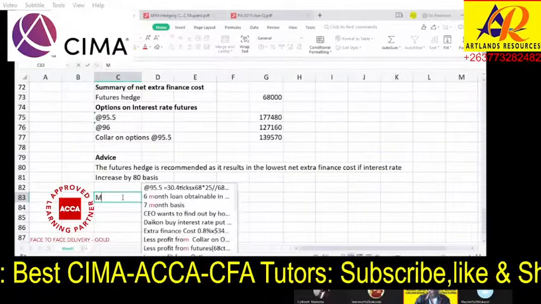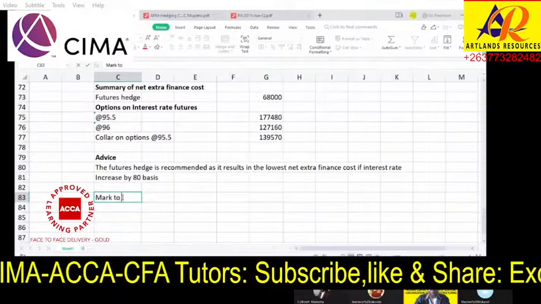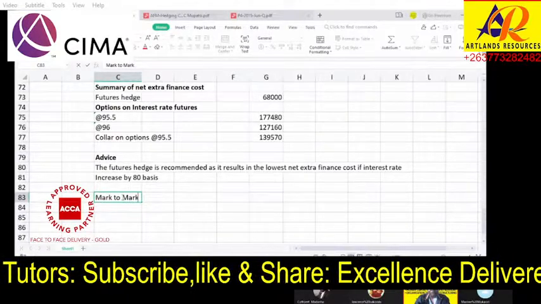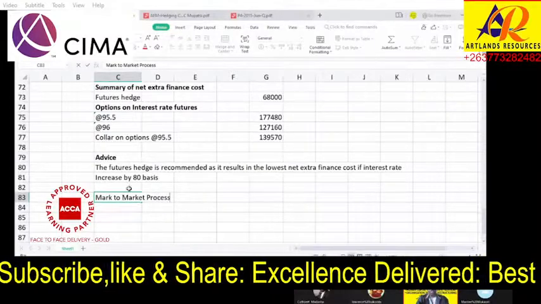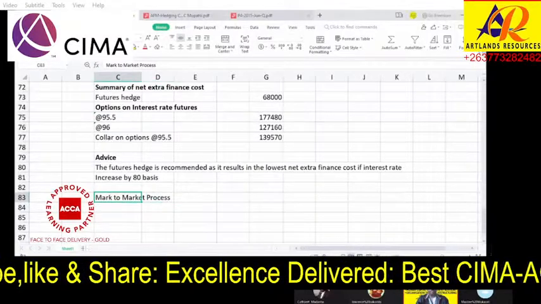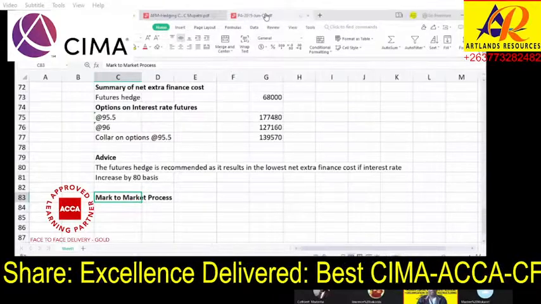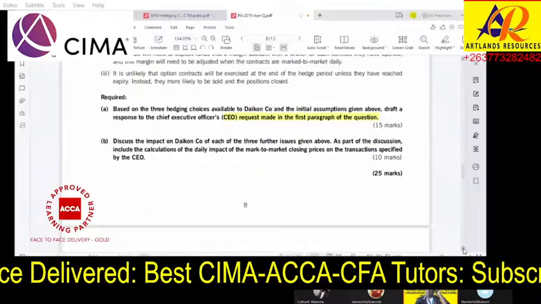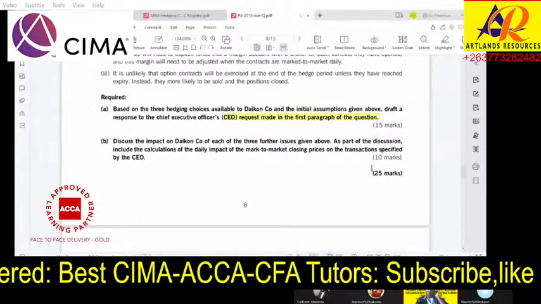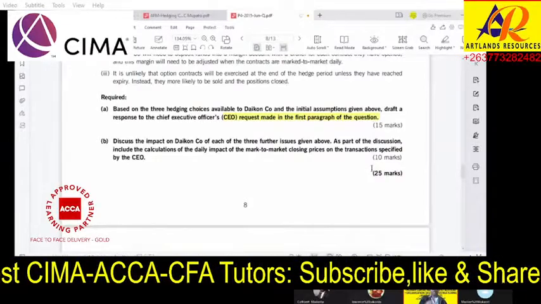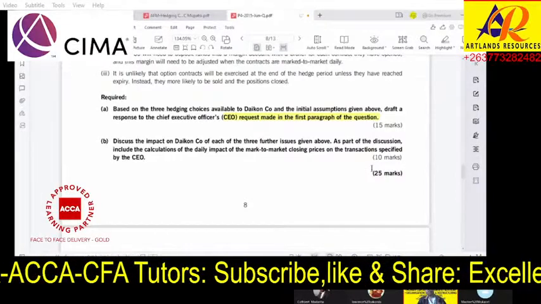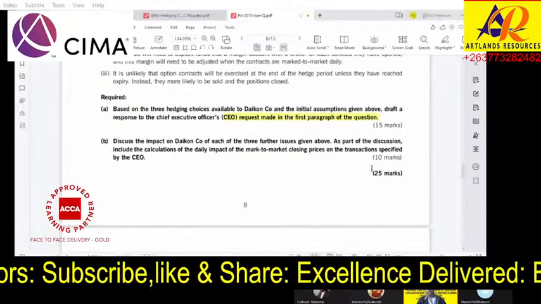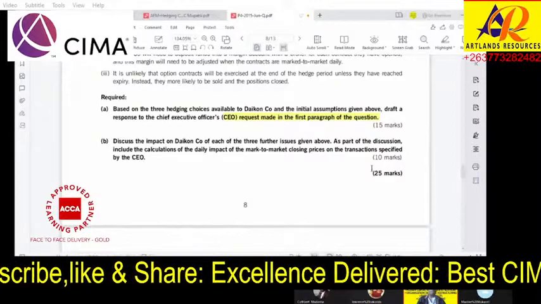Now, mark to market process. This one is a source of easy marks in a question like this. Suppose, because this is the one we had answered at 15 marks, you were told by the examiner that it's 12 minutes to go. Clearly, if it was 12 minutes to go, there was no way you would answer A, but rather you would score easy marks if you answer B, because B, you can answer independently of A.